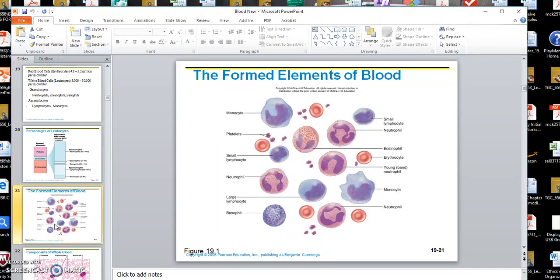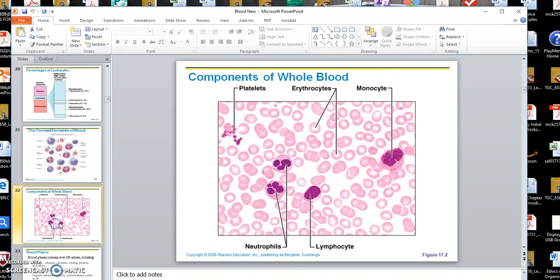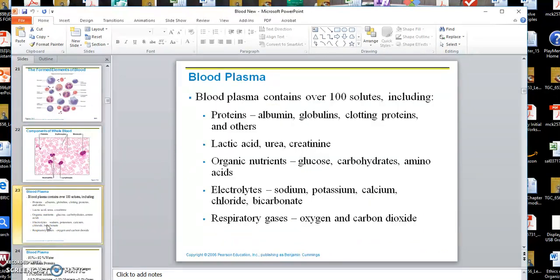Here are some pictures of the cells as you would look under the microscope, as far as a drawing. Here again is another drawing. These are white blood cells. Most of the cells you can see are red blood cells because they are in millions. And these little dotty things that you see there are really your platelets, which are about 2 to 4 micrometers across.